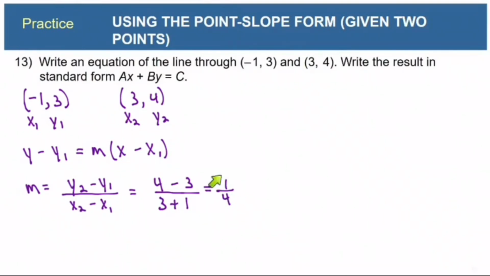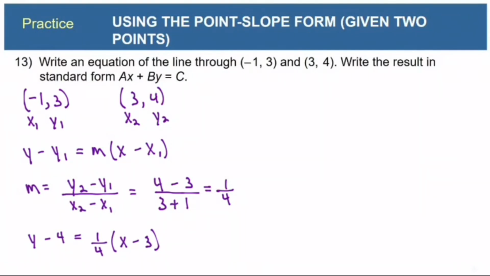Now let's take that slope and one of our points. Remember, you get to choose which point. I'm going to choose the second point for no real reason. I just happen to choose it. Okay, y minus the y that we know equals m times x minus the x that you know.